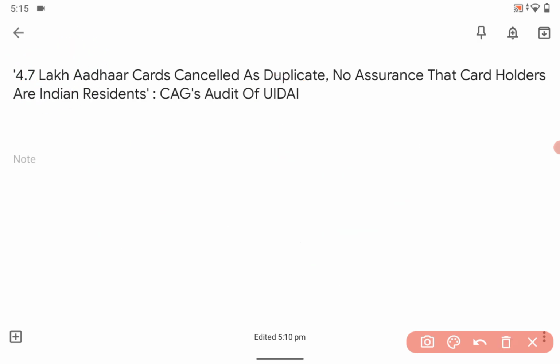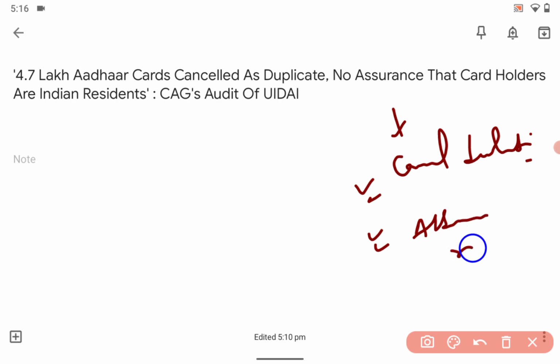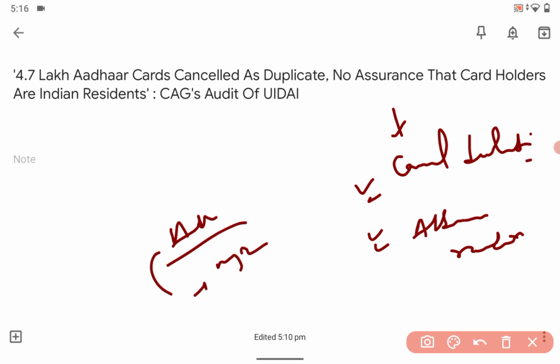The most important thing is they ask for a casual declaration. There is no method to check the residential address. You give an XYZ address on the Aadhaar, and there is no authenticity, no process to authenticate the address. Whatever you give in the address, that's okay, and it will be printed on the Aadhaar. That is the biggest lapse found by the CAG in its audit of the UIDAI.